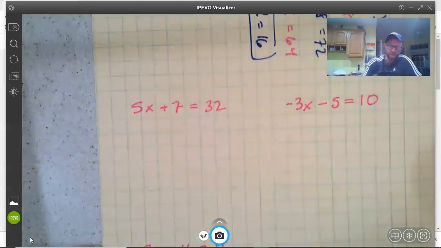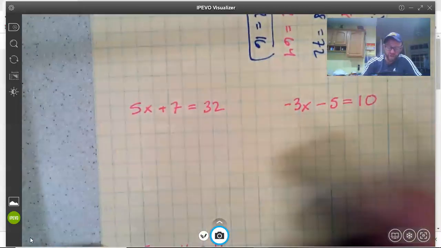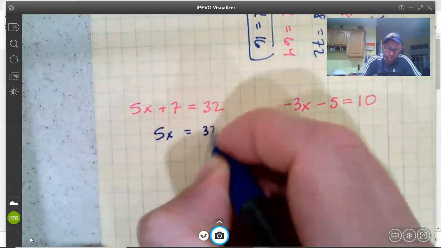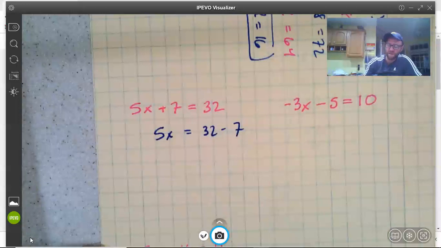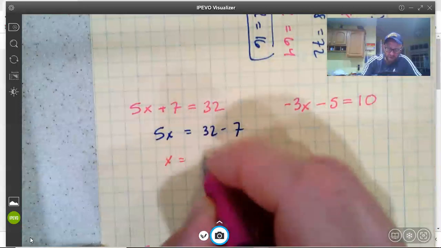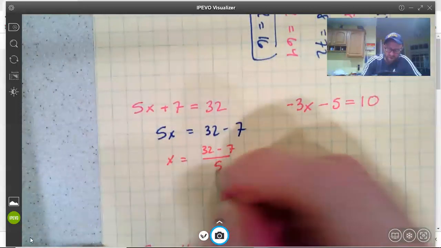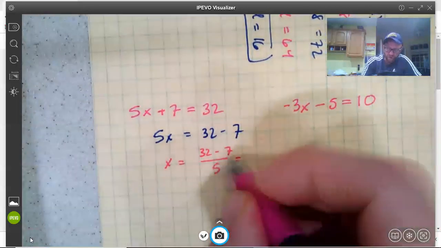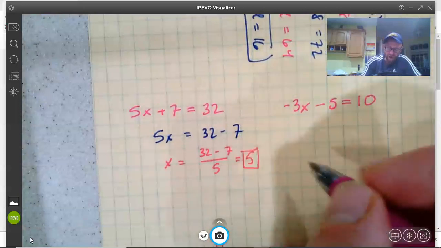Okay? So let's see. If I want to solve this equation, the first thing I need to do is subtract 7 from each side. So 5x equals 32 minus 7. And then I need to divide by 5 on both sides. So that would give me x equals (32 minus 7) over 5, which we could simplify. 32 minus 7 is 25, divided by 5 is 5.